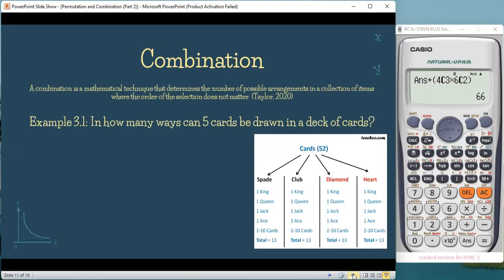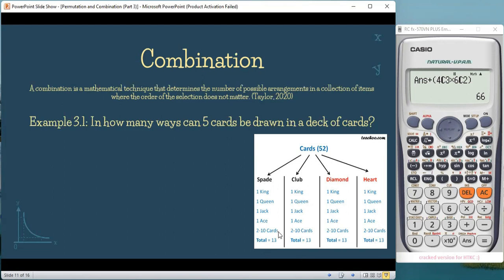Now, let's have another example, but this time, gagamit po tayo ng cards. So first po, kailangan nating maintindihan na sa isang set of cards po or sa isang deck of cards, meron po tayong 52 cards at 13 po doon ay spades. 13 po uli ang clubs, diamond na red, and meron po tayong red na heart na 13 din.